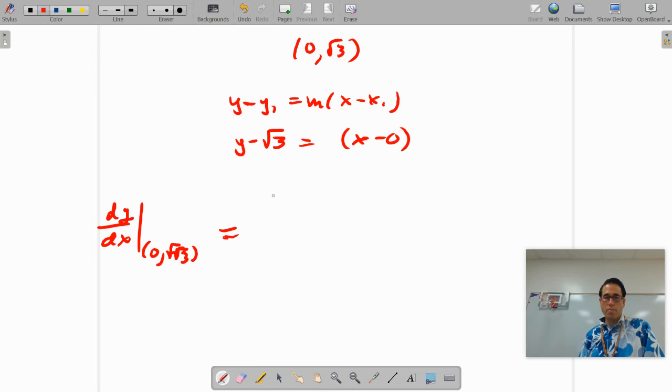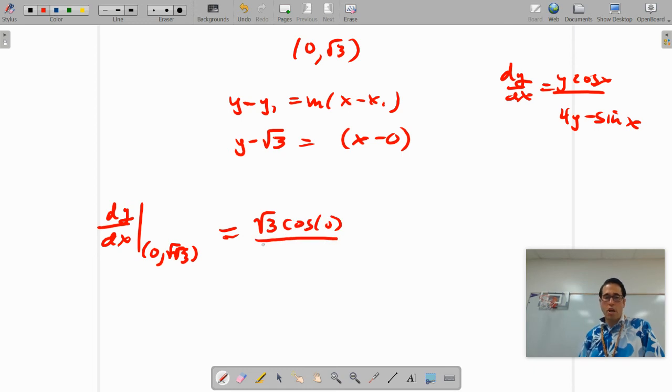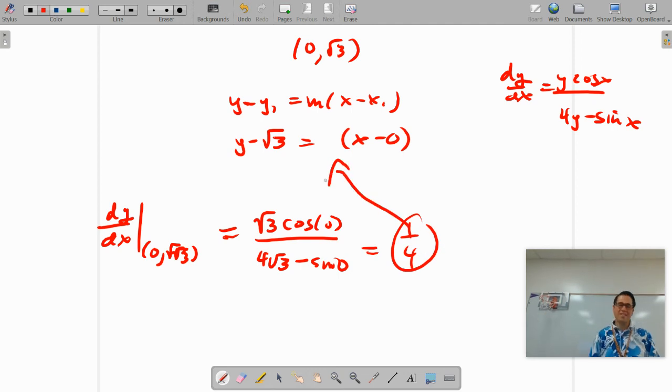So it's going to be, if we remember, my dy dx, and you guys would obviously have it in your little booklets, right? You don't run out of room like I do here on the screen. It's going to be the square root of 3 cosine of 0, which is Ichiban, which is 1. On the bottom, I get 4 square root of 3 minus sine of 0, and sine of 0 is 0. So I just get 1/4, plug that guy in, get 2 more points.